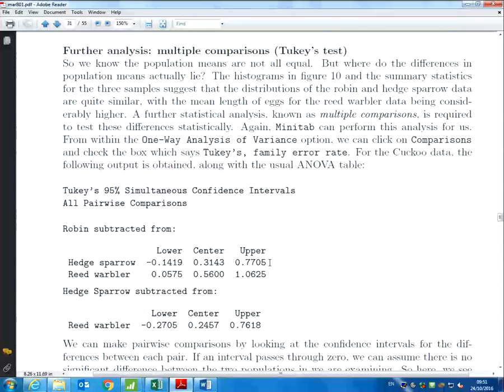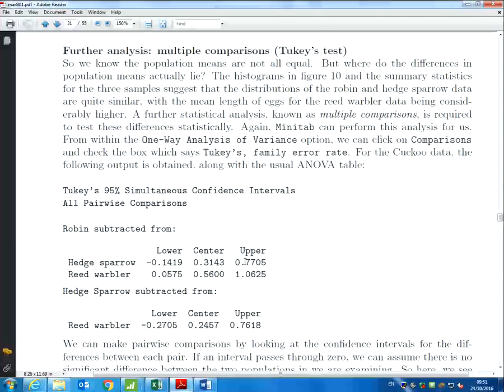Okay, look at this section. Robin subtracted from hedge sparrow. What do you see? Lower. Can you see that's a negative number? Upper, a positive number. So can you see that crosses 0? That indicates that there's no significant difference there.